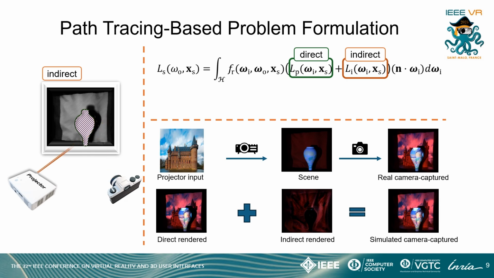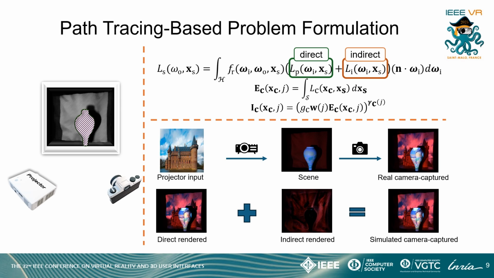Then, any radiance that reaches the camera's sensor lens is captured to form the irradiance. Finally, the camera's exposure, response function, and related processes convert this irradiance into the final sRGB image. The second row in the figure below visualizes the contributions of both direct and indirect illumination to the simulated camera-captured image, and the real projector and camera-captured image pairs of the scene are shown in the first row. Note that the rendering result for indirect illumination has been exaggerated for better visualization.